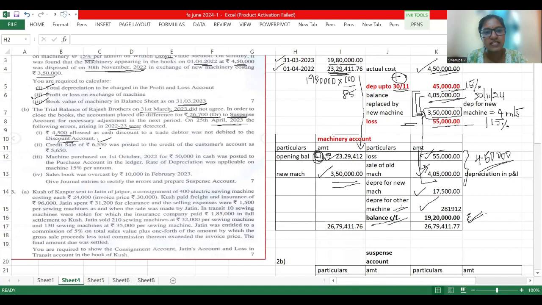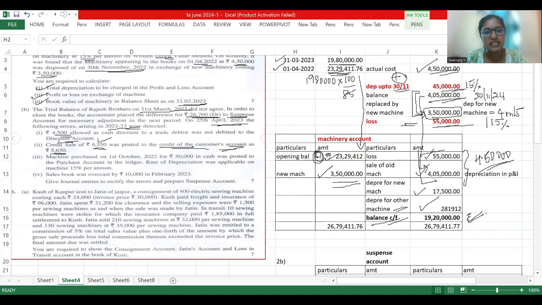Second one, credit sale of 6550 was posted to the credit of customer's account at 5650. So whenever there is a credit sale, the entry is customer to credit sale. So the customer account should be debited. But here what they have done, they have credited the customer account. So first we have to reverse this entry. So first there has to be a debit of 5650. Then we need to make the actual correct entry, which is 6550. So there should be a double debit of 6550 and 5650 in the customer account.